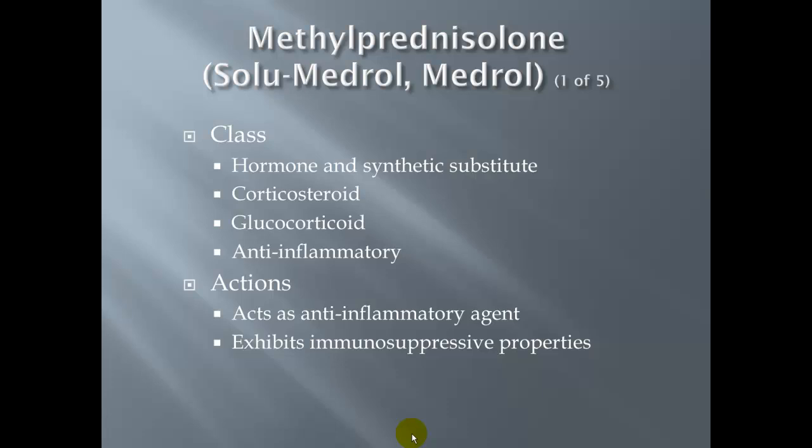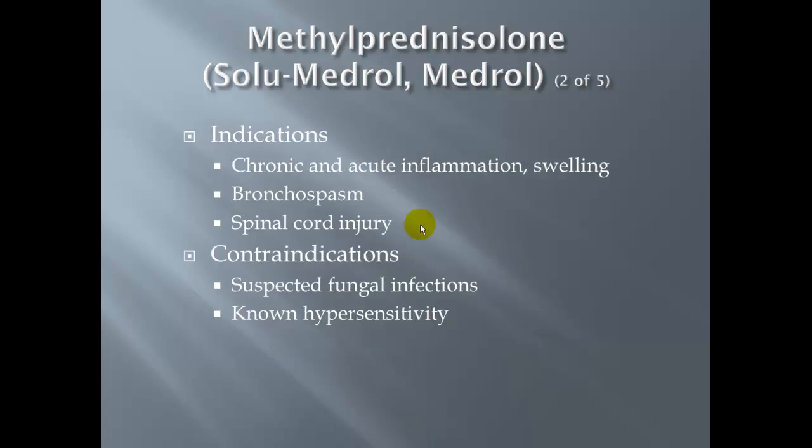Methylprednisolone, or Solu-Medrol. Class on this is going to be a hormone and synthetic substitute. Corticosteroid, glucocorticoid, anti-inflammatory. Actions: acts as an anti-inflammatory agent, exhibits immunosuppressive properties, and it mimics a corticosteroid or glucocorticoid, which is your body's own natural steroids. This medication, we use it most of the time for breathing disorders like asthma attacks, so we can decrease inflammation at those sites. But the indications here are also for spinal cord injury.